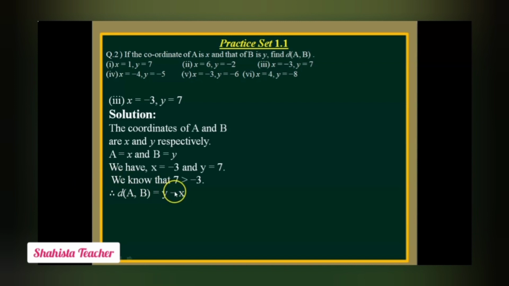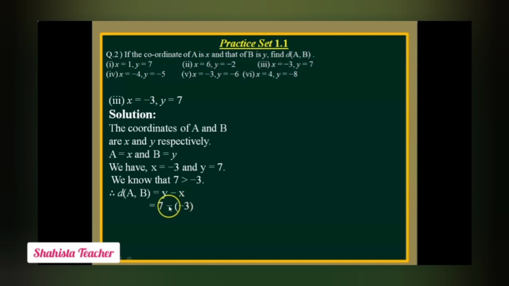So y minus x gives us 7 minus, for distance, this sign is for distance, we are calculating the distance here. So we put the minus sign. And here the x value is minus 3, x is negative. So 7 minus, inside the bracket we will put minus 3, because the x value is minus 3.